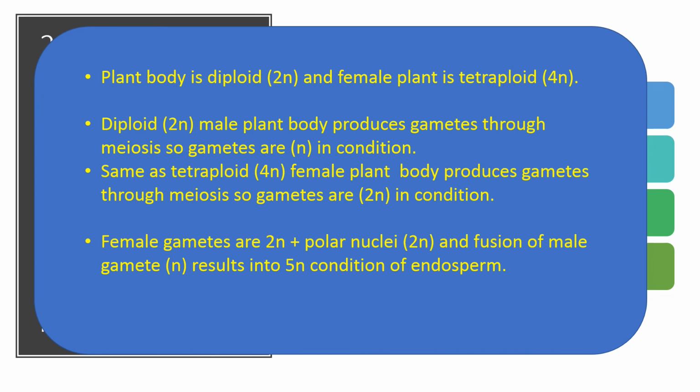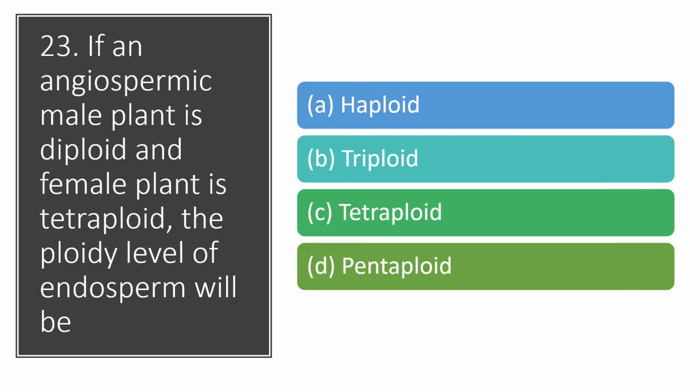So together it is 4n in condition, and along with the fusion of one male gamete, we know that in double fertilization the male consists of 2 gametes, one fuses with the egg cell, another fuses with the polar nuclei. So that leads to what? The polar nuclei is 2n, the female gamete is 2n, along with that one male gamete leads to the 5n condition of endosperm. So the endosperm is pentaploid, option D, pentaploid in condition.